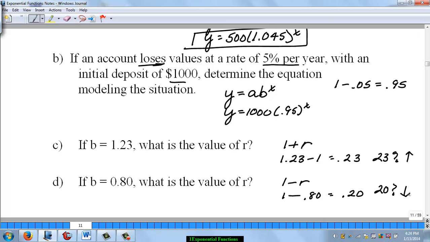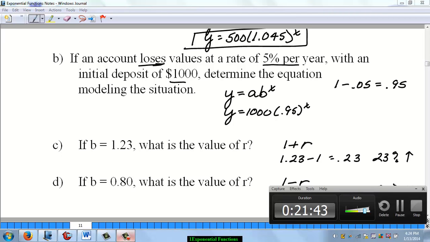Okay, I'm going to stop right here. There's a couple more slides that I'll do in class with you, but right there is the initial part of doing exponential functions.